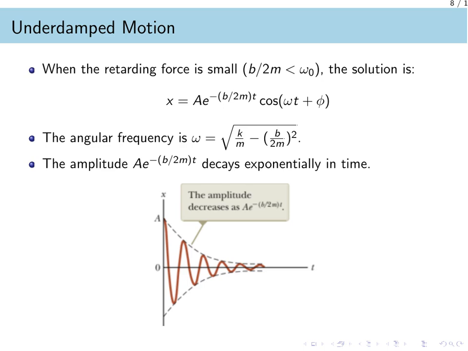The position x is described by the initial amplitude multiplied by an exponential decay factor, which is e raised to the power of negative b divided by 2m times time, all multiplied by a cosine function. The angular frequency of this damped motion is slightly less than the natural frequency. It equals the square root of the quantity k over m minus the square of b over 2m. As shown in the graph, the red oscillating line stays within a dashed envelope that shrinks exponentially as time passes.